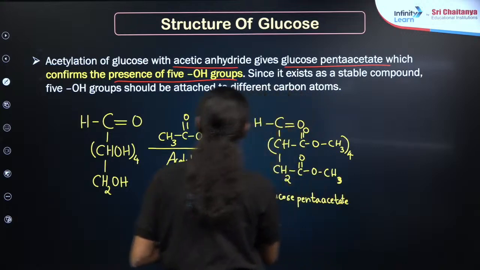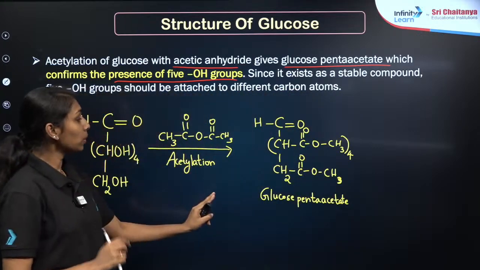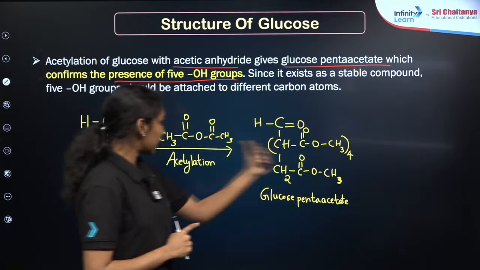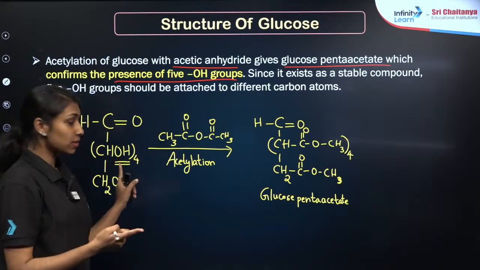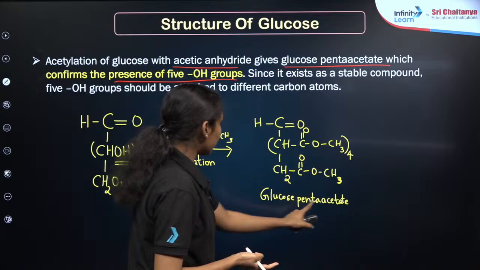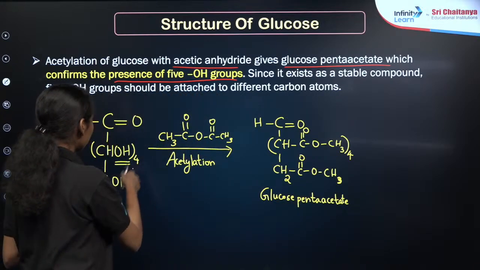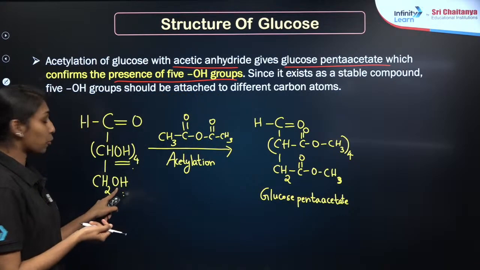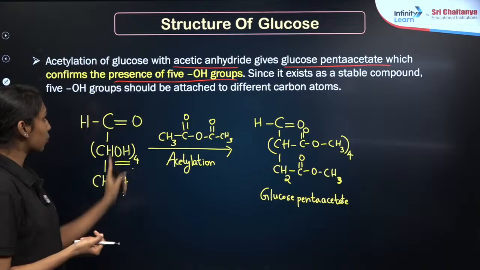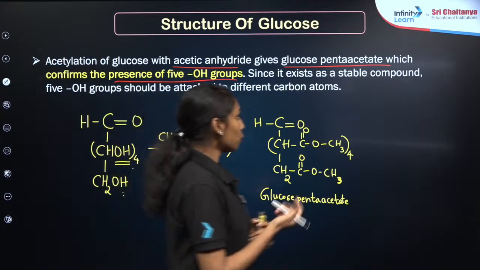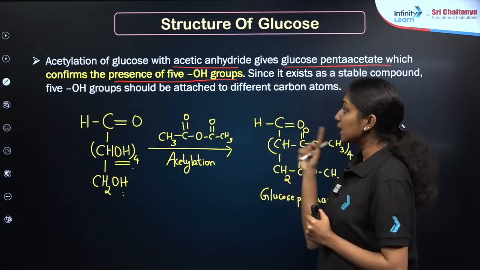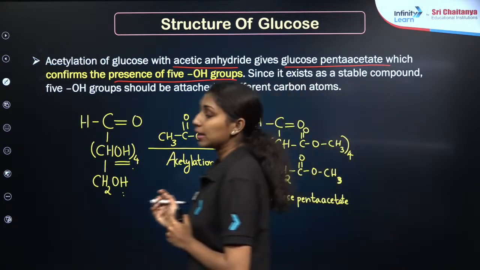The reaction between glucose and acetic anhydride forms glucose pentaacetate, which indicates that 4 OH groups present in the glucose will react with acetic anhydride to form pentaacetate. So here 4 hydroxyl groups along with this one hydroxyl group, total 5 hydroxyl groups are present in the case of glucose. This reaction indicates the presence of 5 OH groups in the glucose molecule, right? Clear?